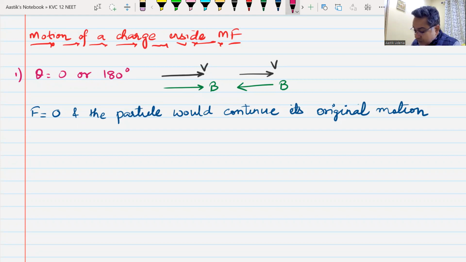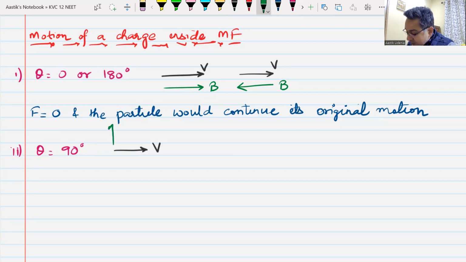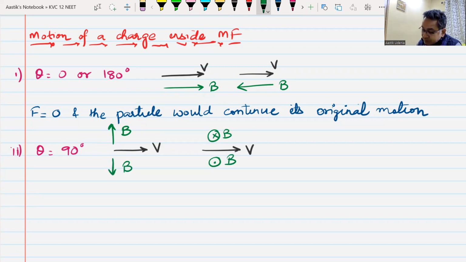Then we will move on to case number 2. I hope everyone has noted this case. Case number 2, when theta is 90 degrees. When I say theta is 90 degrees, your velocity may be like this and your magnetic field may be like this, or your velocity may be like this and magnetic field may be going inside or coming outside. All these cases, your angle is 90 degrees.